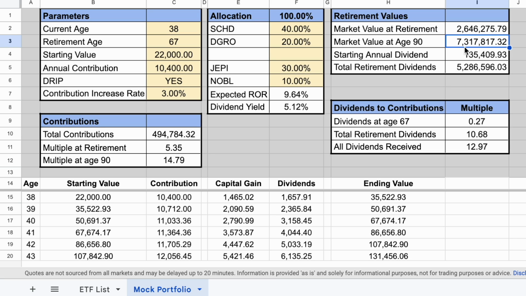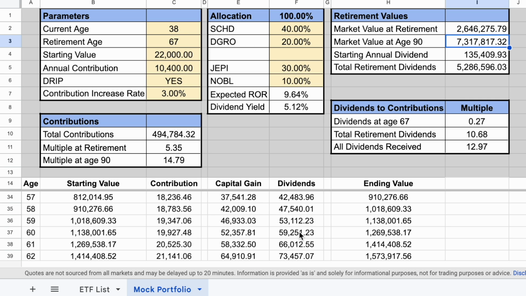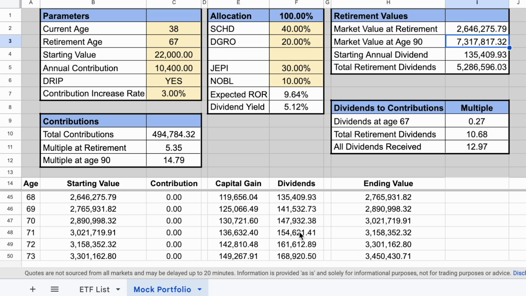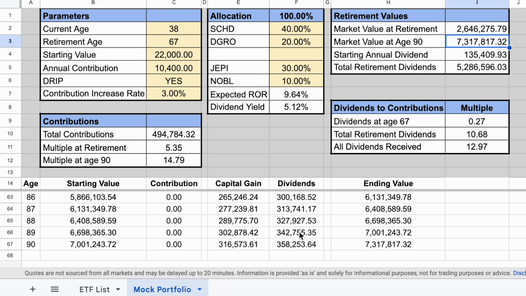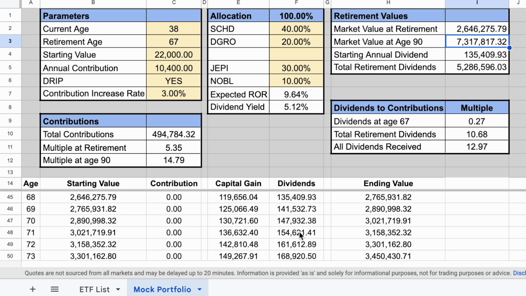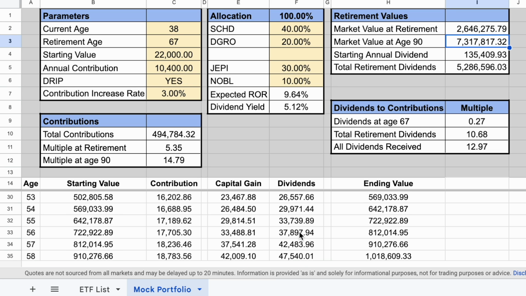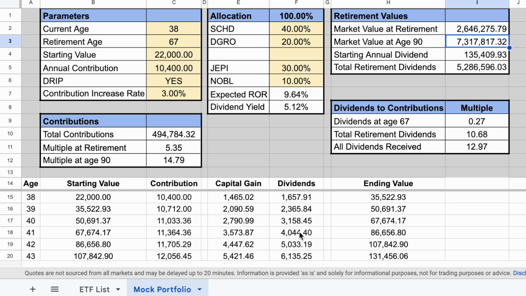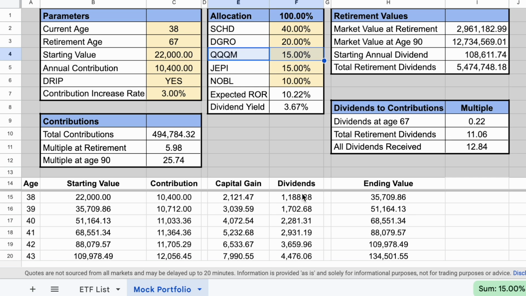Given that I still have a fairly long period of time to let my money grow and accumulate, perhaps chasing yield today is not the most optimal strategy for me. Cutting out QQQM in favor of JEPI did boost my starting retirement income, but it would cost me about $5 million in the long run, provided I live to age 90 and I can actually attain these results. There's no right or wrong combination of funds or stocks for everyone. You just have to settle on what makes sense to you.